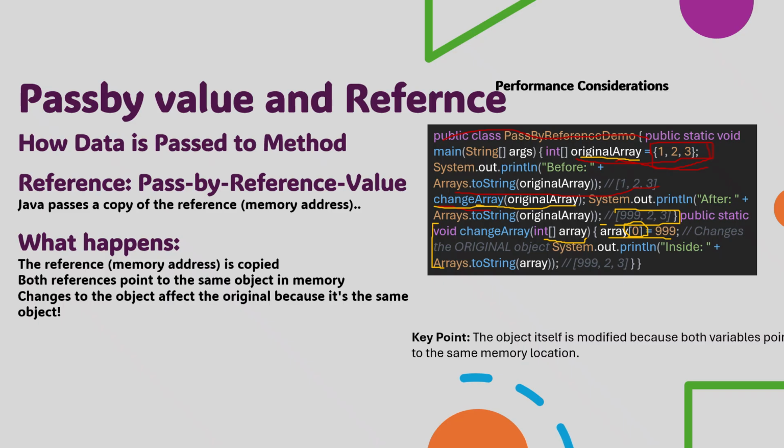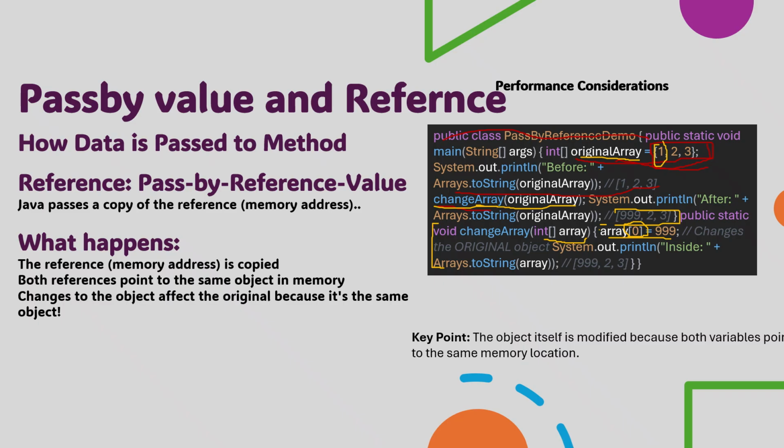The object has been replaced, but over here, check here. It says changes to the object affect the original because it's the same object. So we pointed to index 0 of the array, and over here, our index 0 is 1. So the object will change. Now, both references point to the same object in memory. They are pointing to the same object in the memory. So key point, the object itself is modified because both variables point to the same memory location.